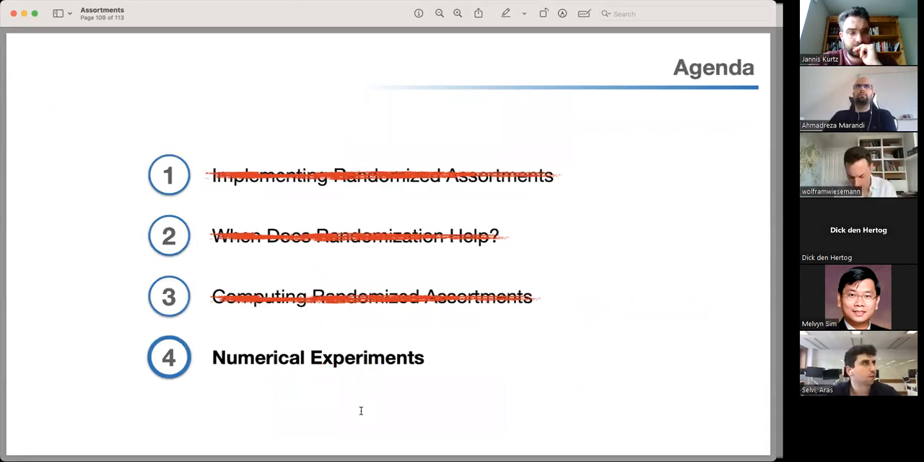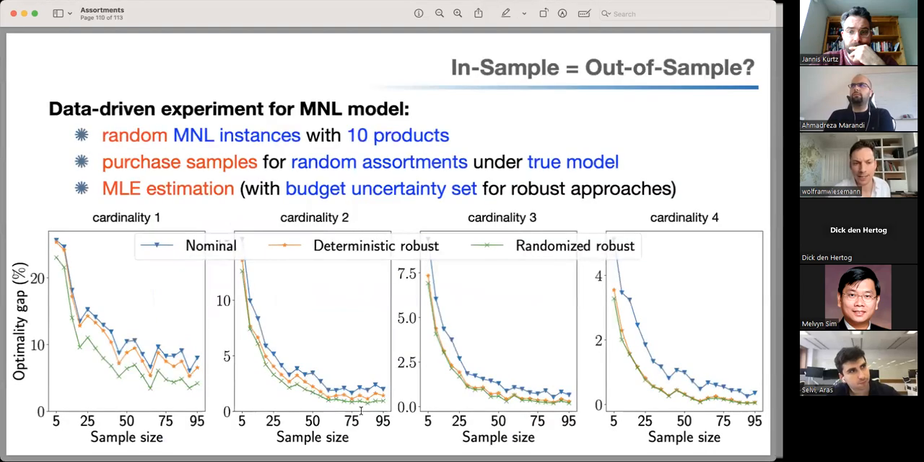All right. In our paper, we have done a number of tests. We have done various synthetic tests. We have also applied our randomization strategies to a real-life test instance from the literature. But what I would really like to focus on here is a particular data-driven experiment that we have done. And this experiment runs as follows.